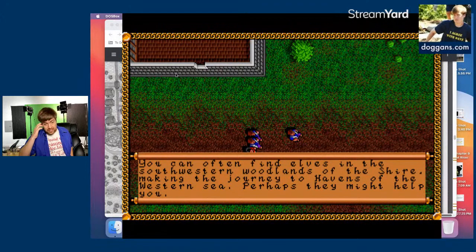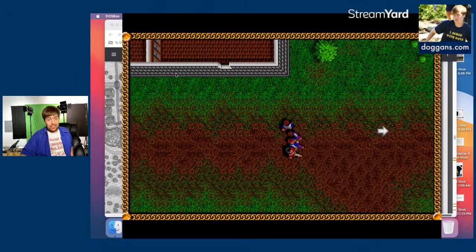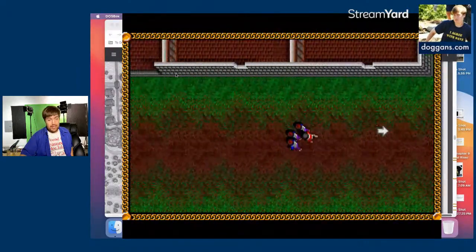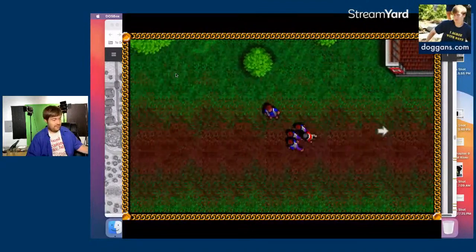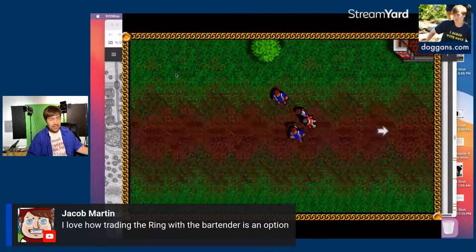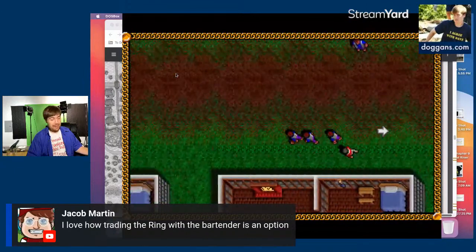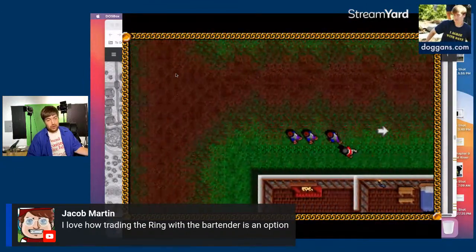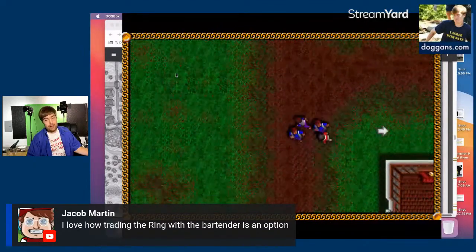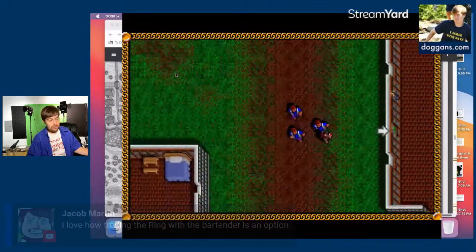You can often find elves in the southwestern woodlands of the Shire, making the journey to the havens of the Western Sea. Perhaps they might help you. Okay, I'll just keep going southwest then to see if I run into Gildor. It might not actually be an option. That might just be presented as an option, and then you try to click it, and it's just like, no, we're just showing you the whole inventory. I don't know. I might go back and try it out later.